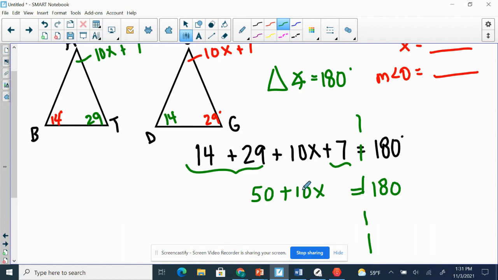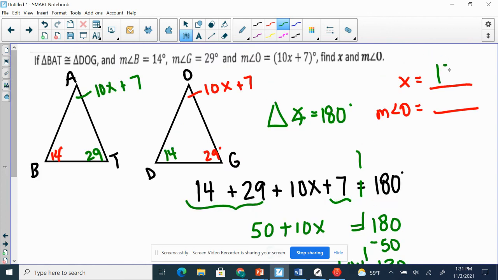We need that 10x by itself, so I'm going to subtract 50 from both sides. And that gives me 10x equals 130. We're not done. We're going to divide by 10. So x equals 13. Now, this is where you go back and see if you've answered your question or if you have more work to do. So because it says x equals 13, we know that we're going to go up here. X does equal 13. So we did the first part, but there's an and. So we have to go back and plug in 10 times 13 plus 7. So 10 times 13 plus 7 should give me 137.